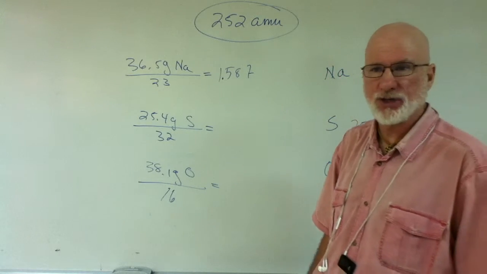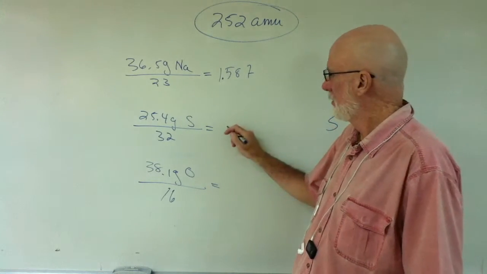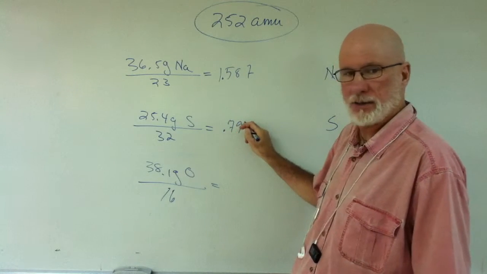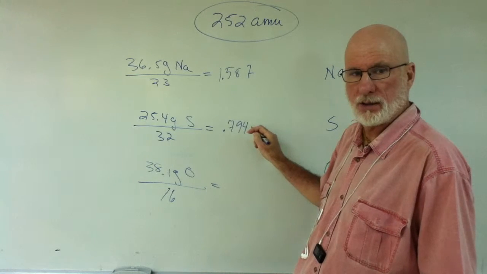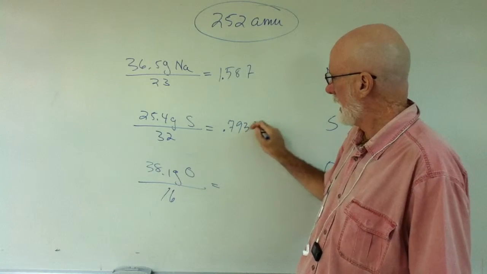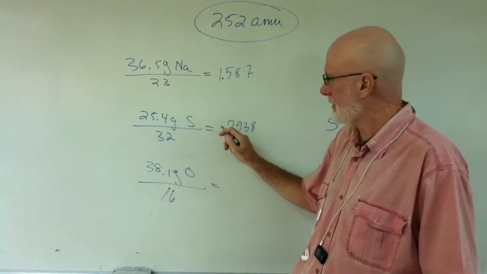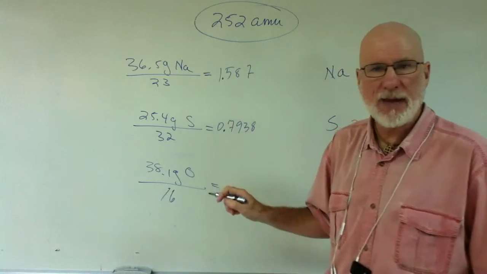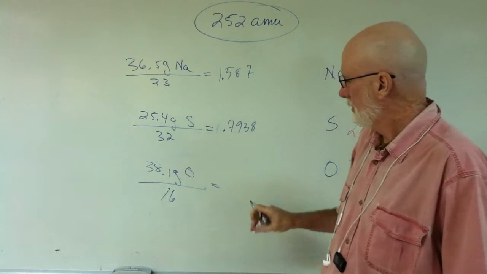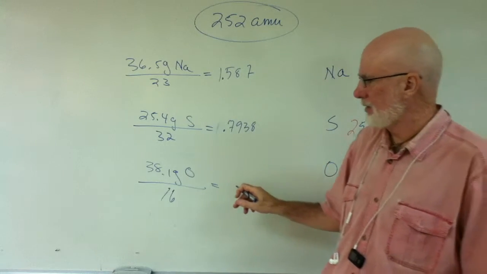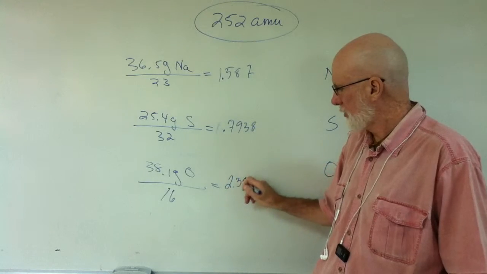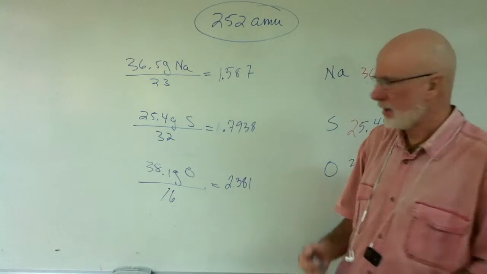25.4 divided by 32. 0.7938. Yeah, that 0 that you put before that some people do, came out in the new math in the 1960s. That's actually not a significant figure. What's the next one? 38.1. 2.381. Is that correct? All right, good.